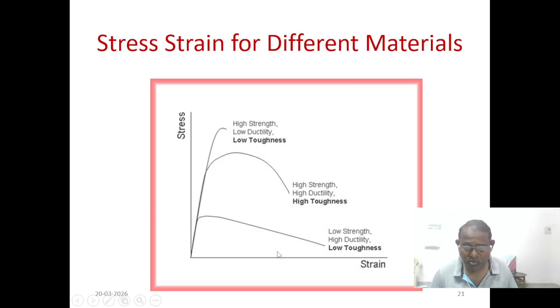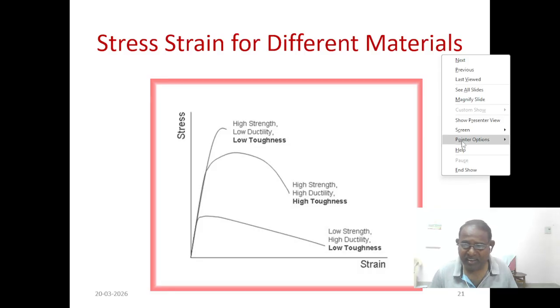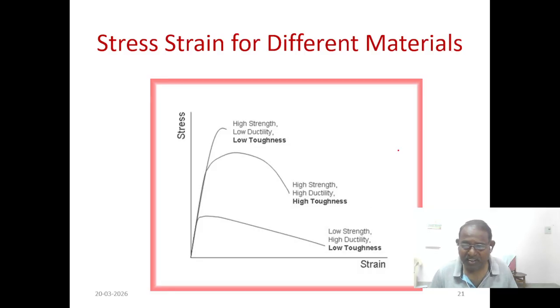So this is true for a low strength, high ductility, low toughness material, because the area under the curve is the indication of your impact toughness. So for this curve, low strength, high ductility, it offers very high strain, so low impact toughness. The second curve belongs to a high strength material, which offers high ductility too, and the toughness value is again higher. So the area under the curve is high. And this is the stress strain curve for a high strength material, and it offers very low ductility and low toughness.